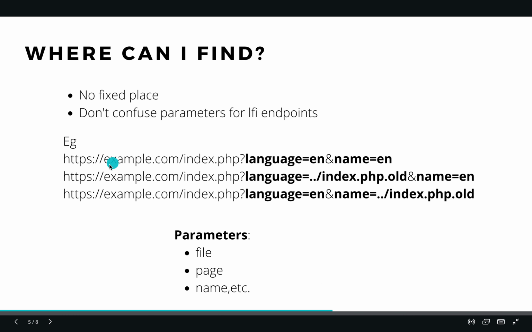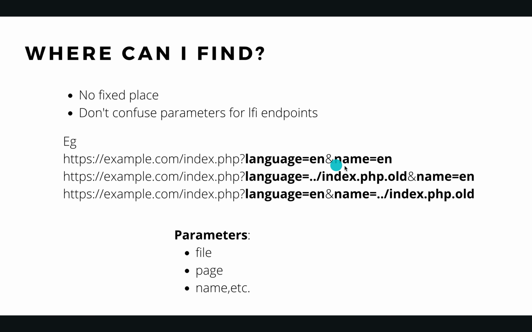So for example, let's take the endpoint again. Now there are two parameters, both of them accept the same value, which is en and en. Now if I include ../index.php.old and leave the name as it is, you'll see that no response is rendered or no difference is rendered in the output. So this ensures that it is not vulnerable to LFI. There are other things that you could try, which I'll be including later, but as of now this is not vulnerable.